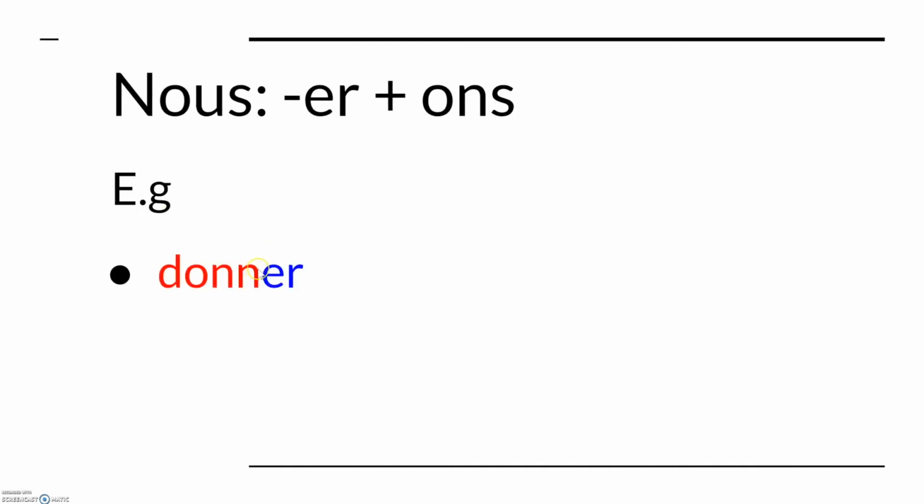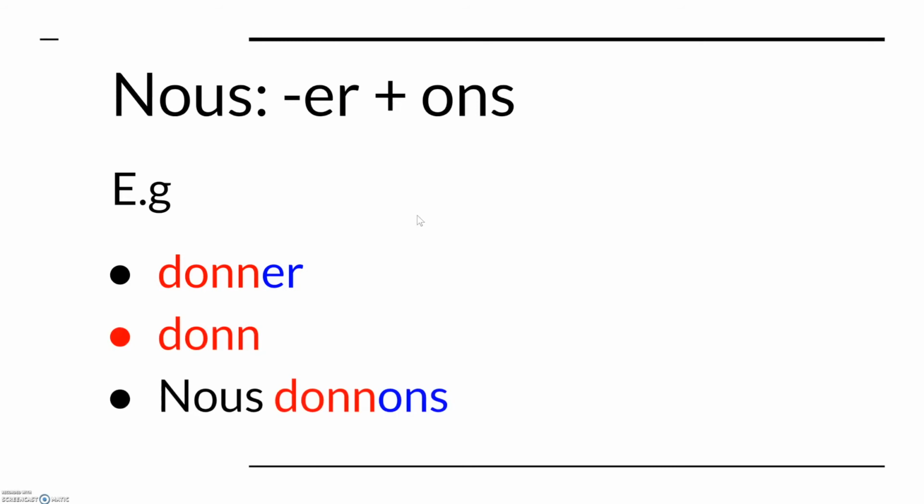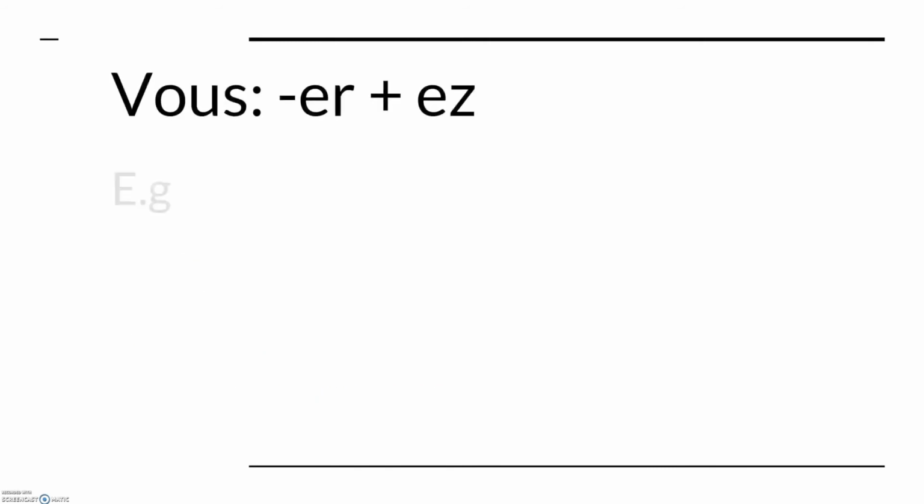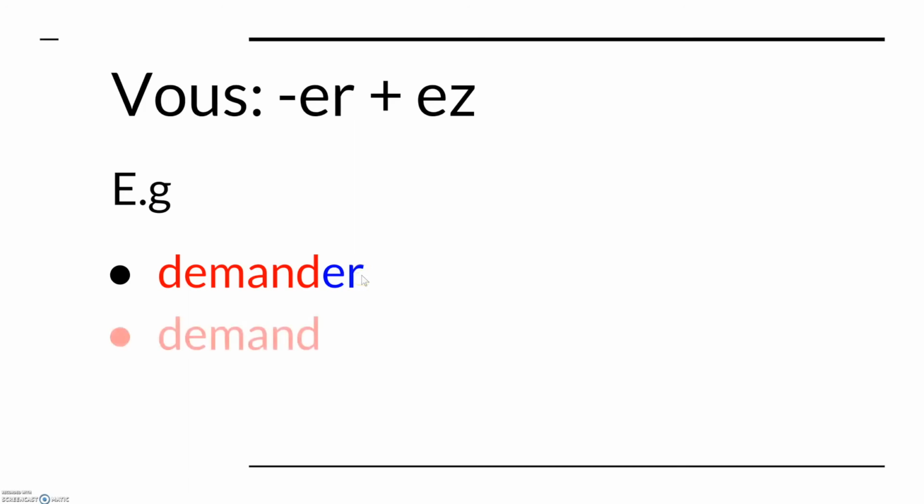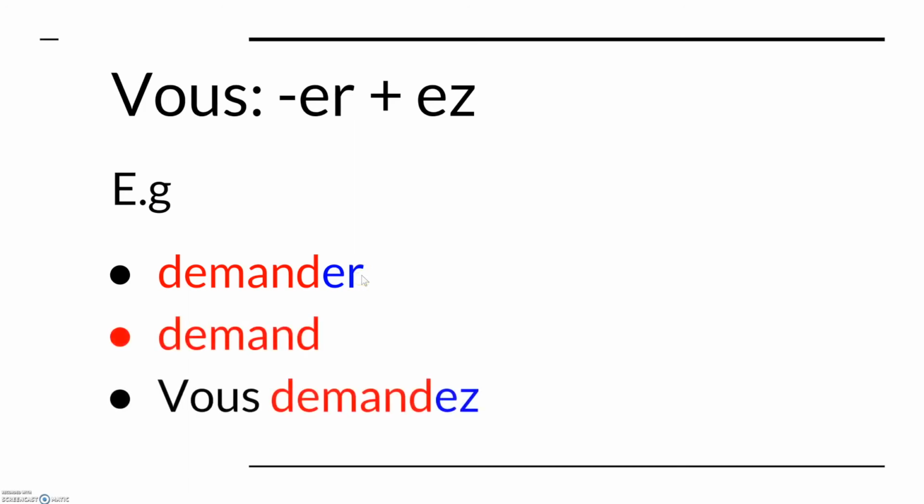So donner, the verb to give, if you want to say we give, we're going to have to use the pronoun nous, so it's an ER verb, we're going to chop off that ER, and we're going to add an O and NS. So nous donnons. Demander, the verb to ask, the pronoun we're going to use is vous. Whenever it's vous and it's an ER verb, you're going to chop off that ER and you're going to add an EZ. So vous demandez.